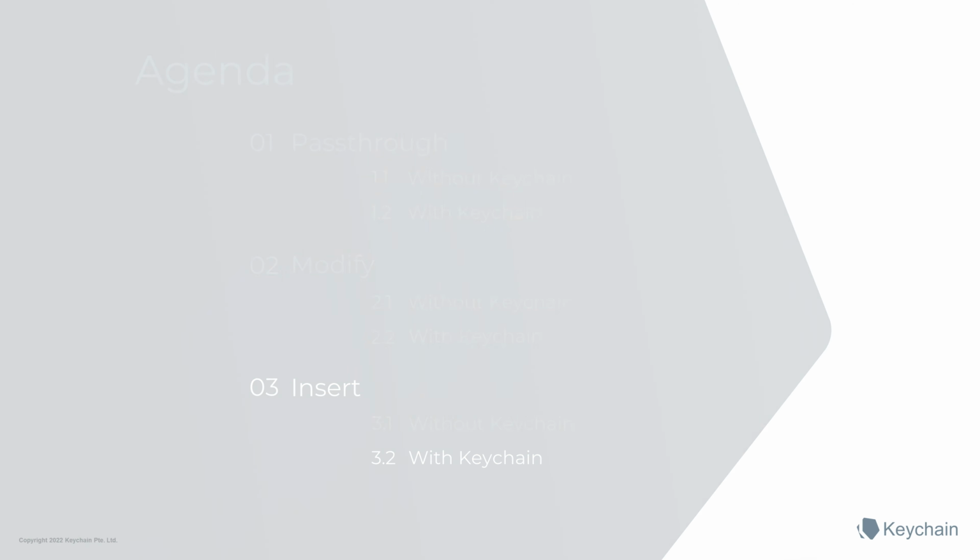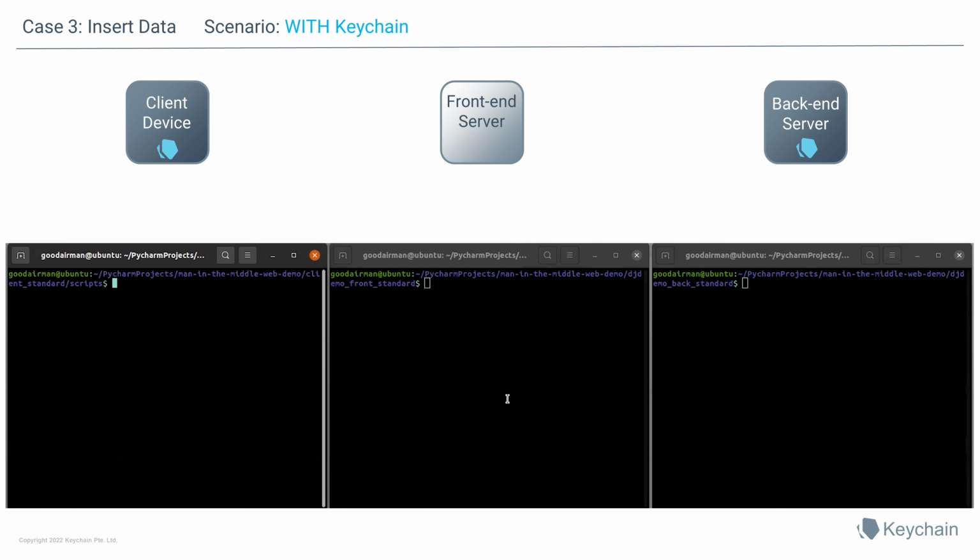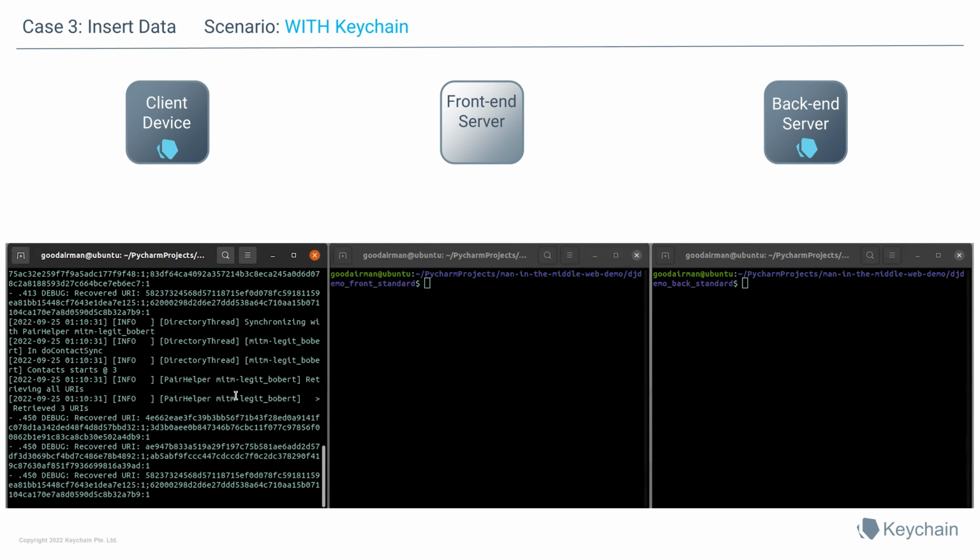Okay, so now we're going to demonstrate running the Keychain Man in the Middle demo with Keychain enabled and running in insert mode. So we start the client with Keychain running, and those extra messages that you see being displayed are proof that we are running with Keychain enabled. So let's start the front-end server with Keychain enabled.